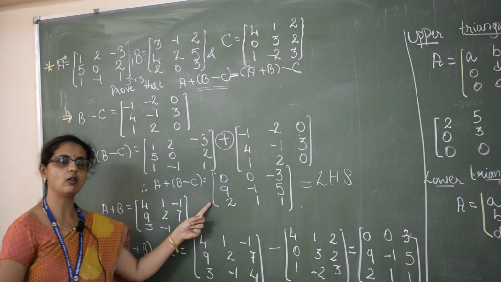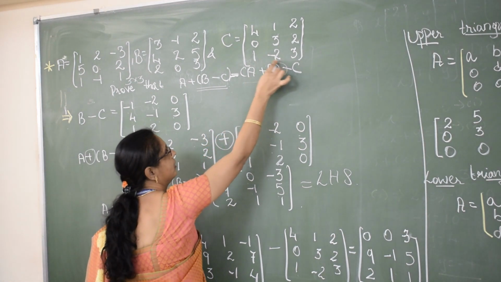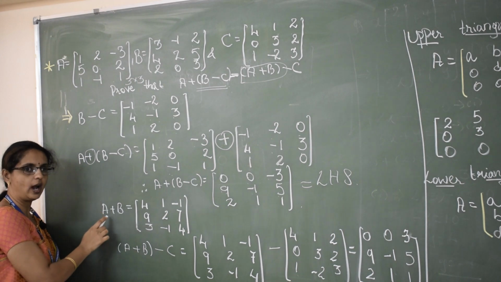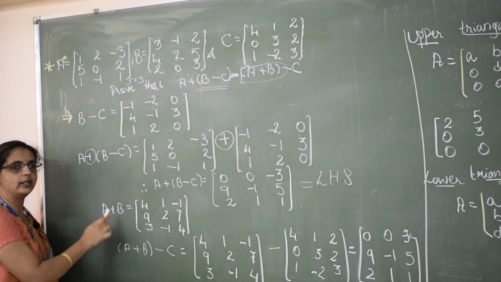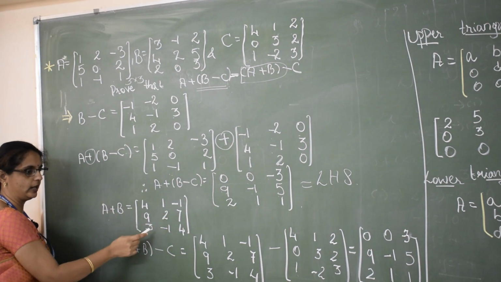Now let us check it with our RHS. For RHS, first I am going to calculate the term A plus B. A plus B means what? We are going to add the corresponding elements of matrix A with matrix B, which I have already calculated here.